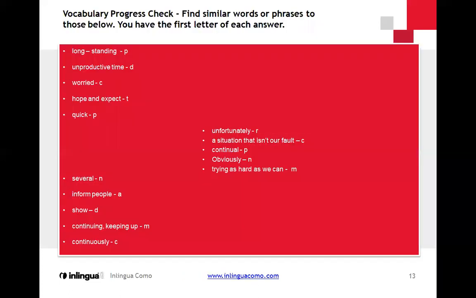And finally, here is a quick video for our vocabulary progress check. Here we have a collection of terms that we've introduced over the webinar. Try and find some alternative expressions or synonyms, and you have the first letter of each answer.